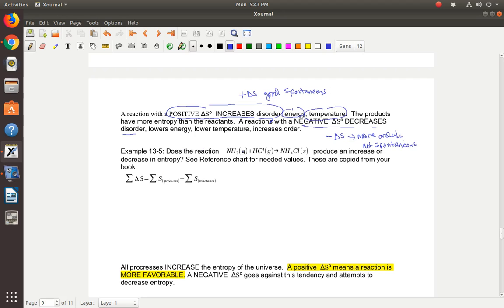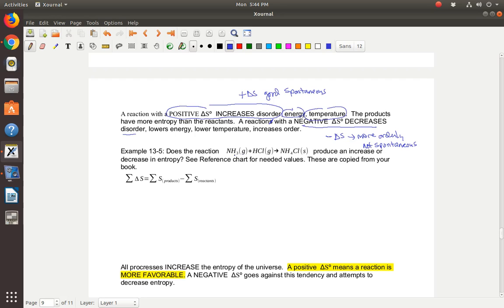So let's look at this reaction. Does the reaction of ammonia plus hydrochloric acid that yields ammonium chloride produce an increase or decrease in entropy? Now we can do this more than one way. We're going to figure it out. First of all, I want to think about it without doing any math, and then we'll do some math, okay?